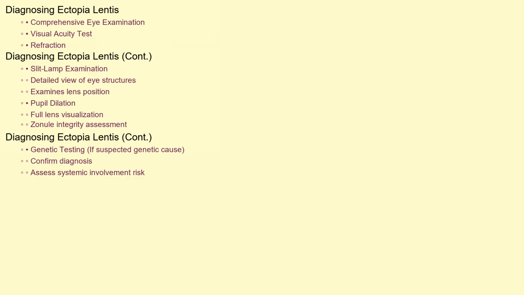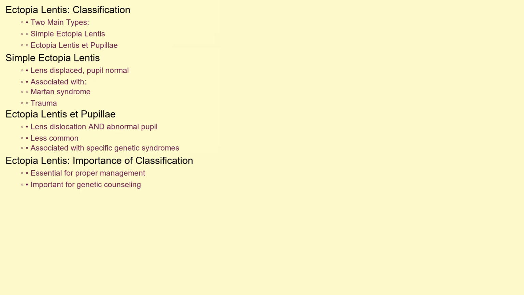If a genetic cause is suspected, further genetic testing may be recommended to confirm the diagnosis and assess the risk of systemic involvement. Ectopia lentis can be broadly classified into two main types: simple ectopia lentis and ectopia lentis et pupillae. In simple ectopia lentis, the lens is displaced, but the pupil remains in its normal position. This is most commonly associated with conditions like Marfan syndrome and trauma. Ectopia lentis et pupillae, on the other hand, is characterized by both lens dislocation and an abnormally shaped or positioned pupil. This is a less common form and is typically associated with specific genetic syndromes. Understanding which type of ectopia lentis is present is essential for proper management and genetic counseling.